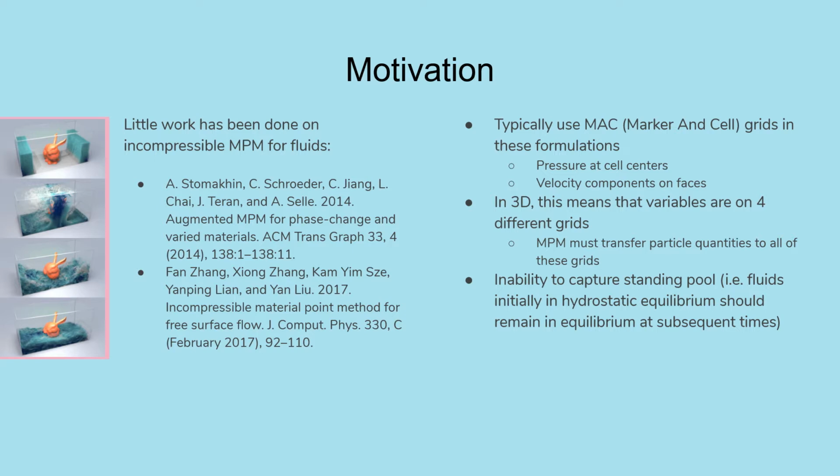Typically, MAC grids are used in these formulations, with pressure at cell centers and velocity components on cell faces. In 3D, this means variables are on 4 grids. One drawback is an inability to capture standing pool or hydrostatic equilibrium.